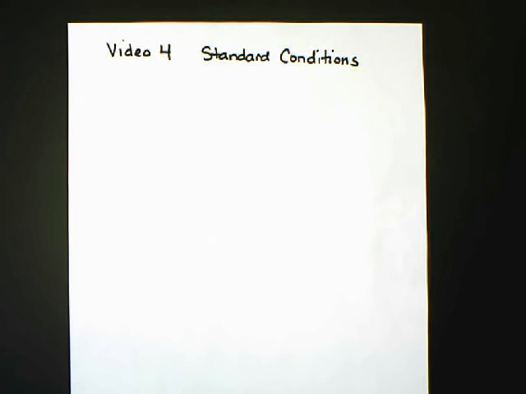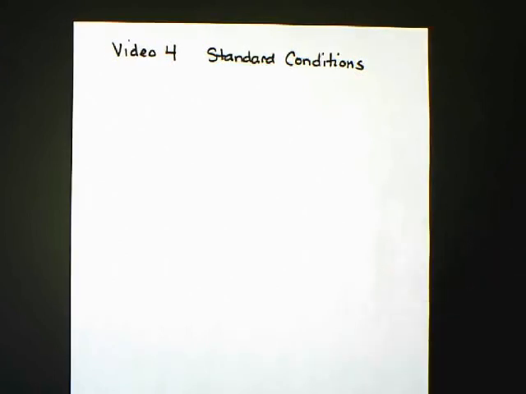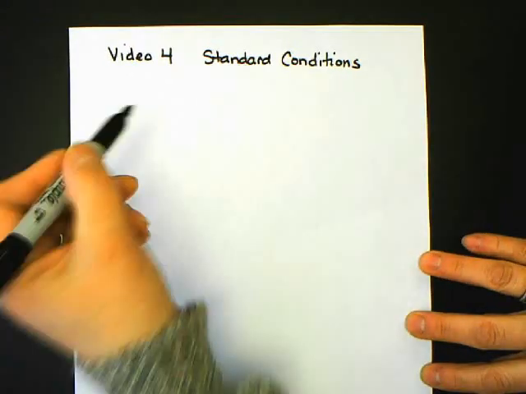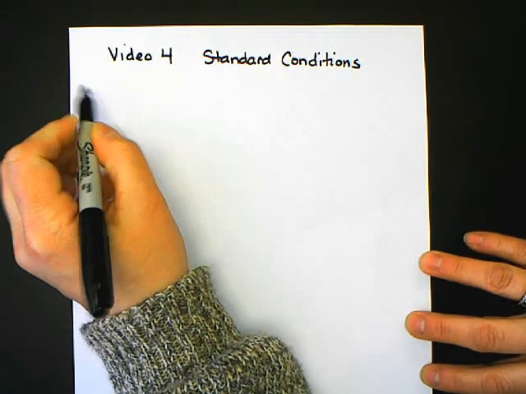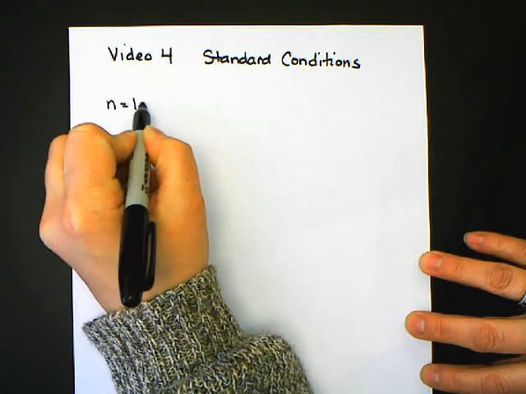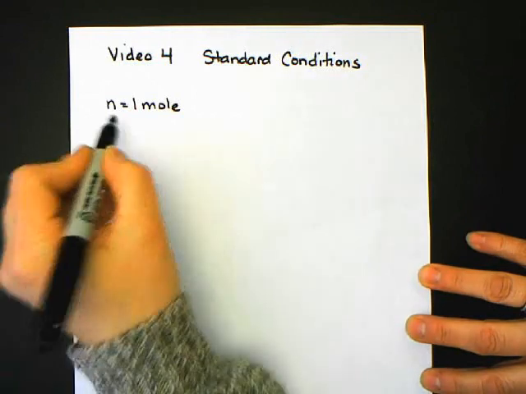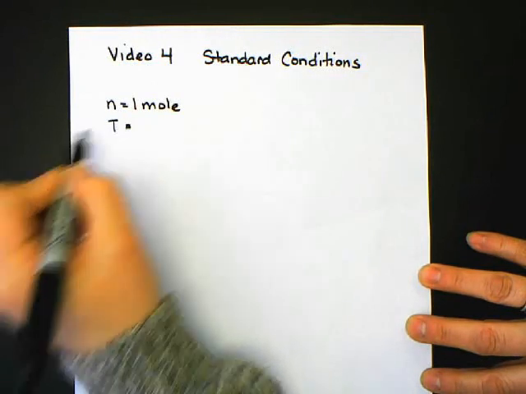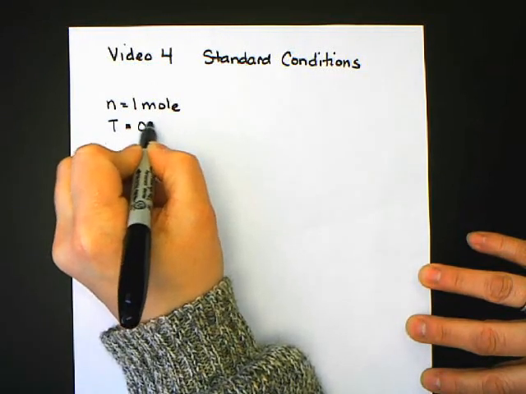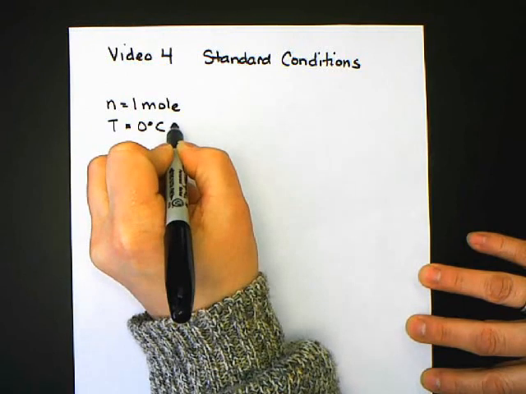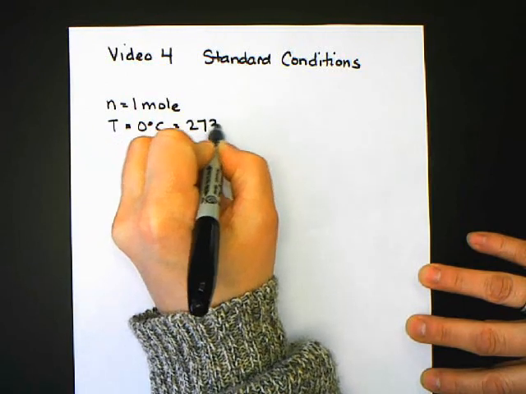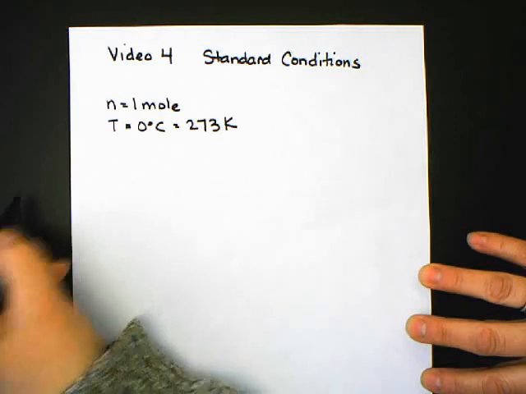So for gases, standard conditions have a standard temperature, a standard pressure, standard moles, and a standard volume. The first three are going to make pretty good sense. For standard moles, it's always going to be 1 mole of gas. That makes pretty much sense. Standard temperature is going to be 0 degrees Celsius or 273 Kelvin. Again, a logical temperature. Pressure, also logical, 1 atm.